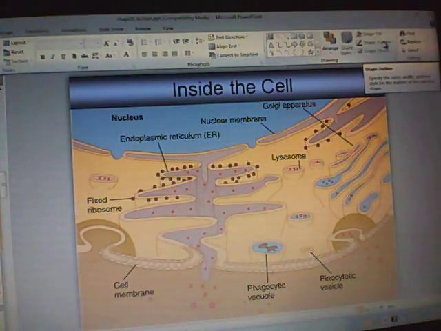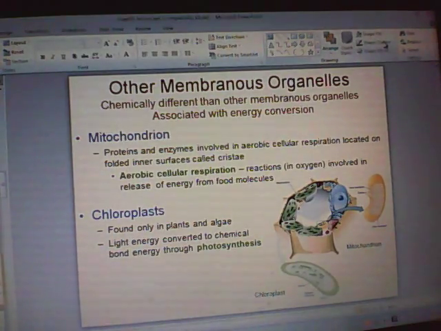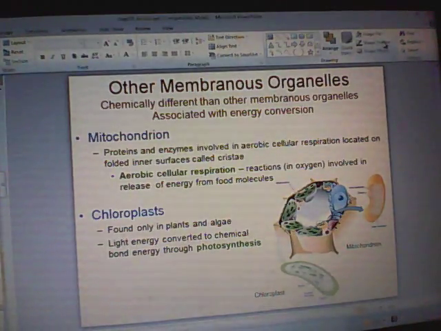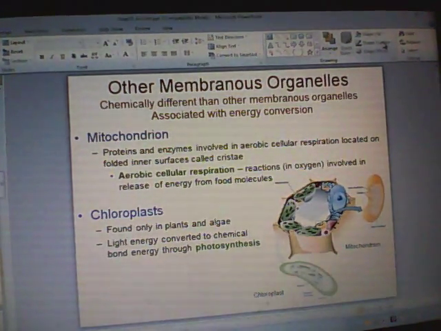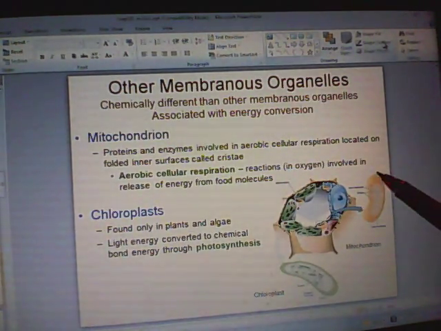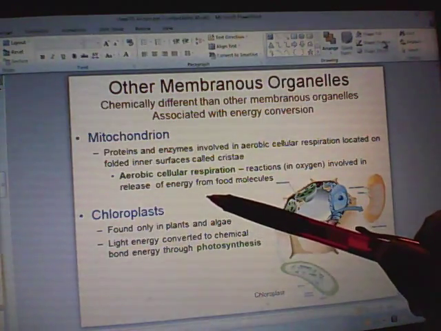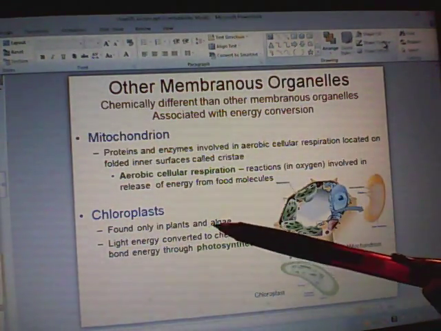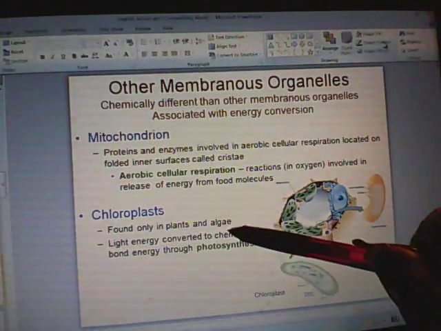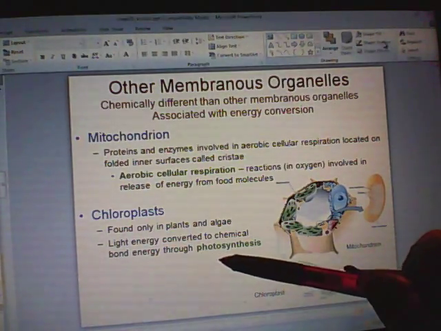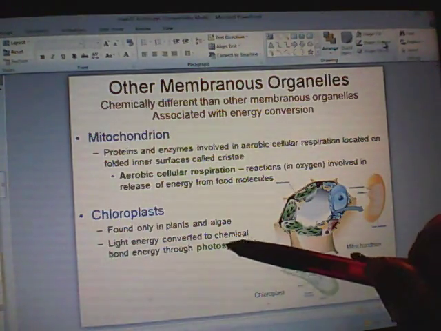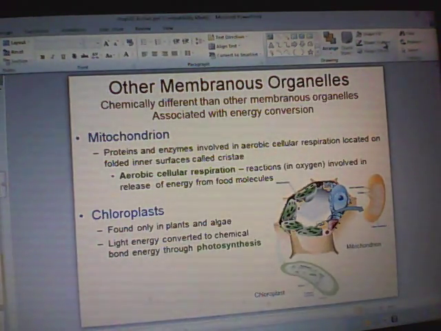All right. So moving on to other membrane organelles in the cell, you have your mitochondria and your chloroplast. Your mitochondria is where aerobic cellular respiration takes place, and this is where you get all of your energy from, and you use food molecules in order to generate this energy. In the chloroplast, which we find in plants and algae, they use photosynthesis to gather all of their energy, and that happens in the chloroplast.